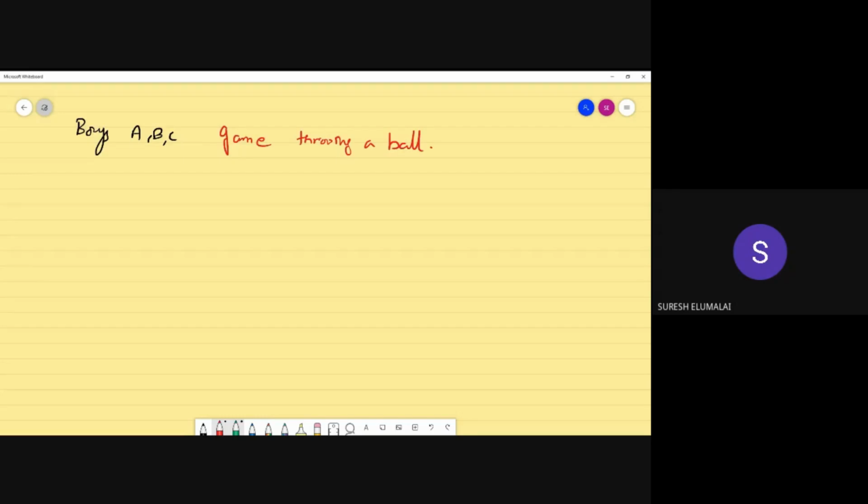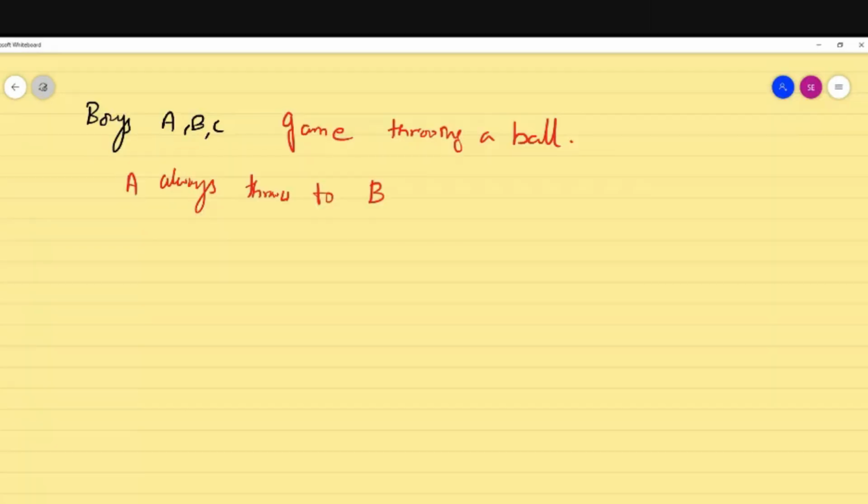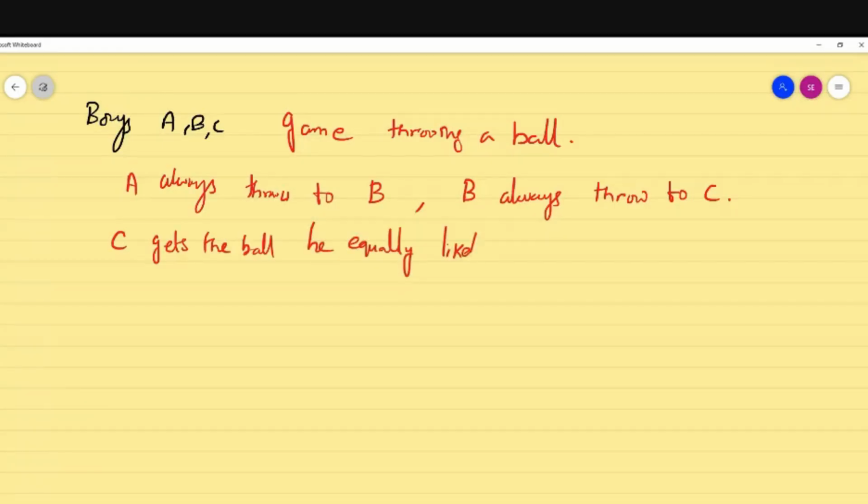So now the conditions are given. A always throws to B. This is the first condition. When B gets the ball, B always throws to C. Then when C gets the ball, he is equally likely to throw to either A or B. Okay, so this is the condition.